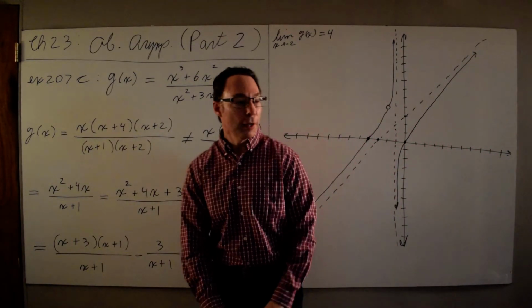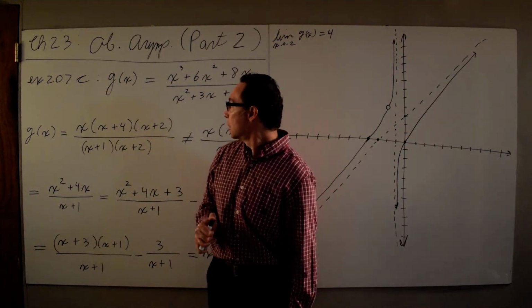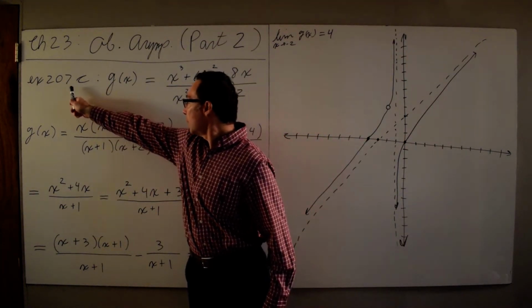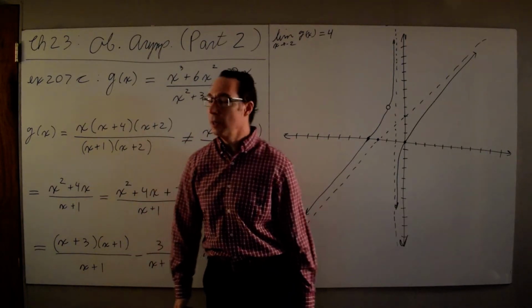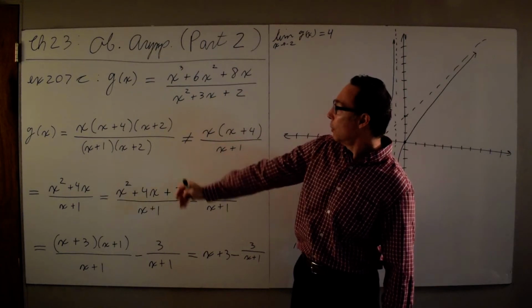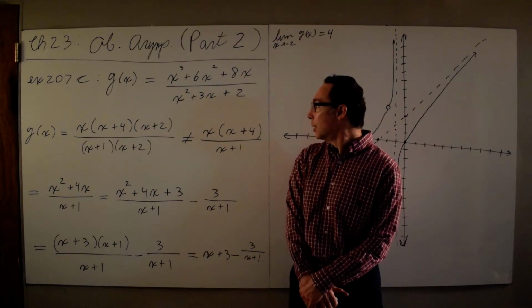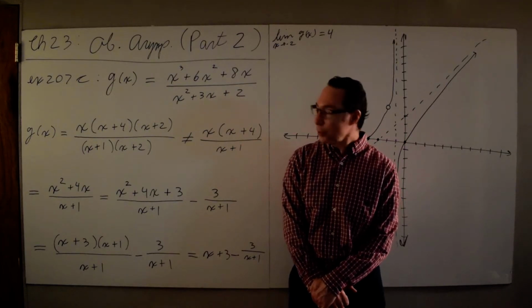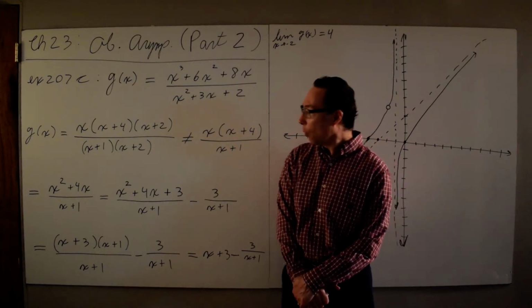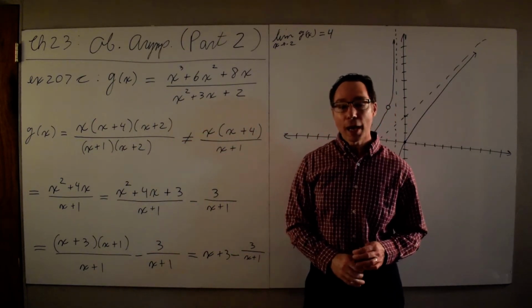This is the second video on chapter 23, oblique asymptotes. And so we're going to look at part C of example 207. Part B was fairly basic, so I'm not making a video on part B. In part B, we didn't have any oblique asymptotes. We just had vertical and horizontal. But here we are going to have an oblique asymptote.